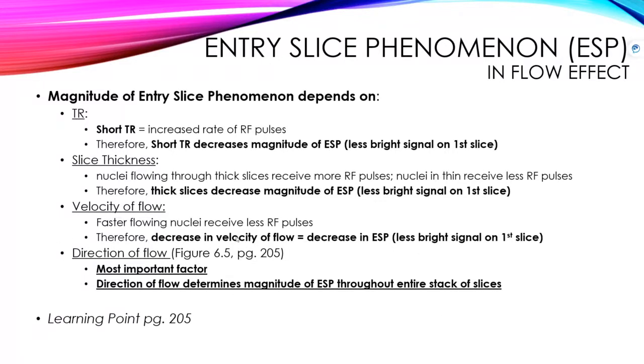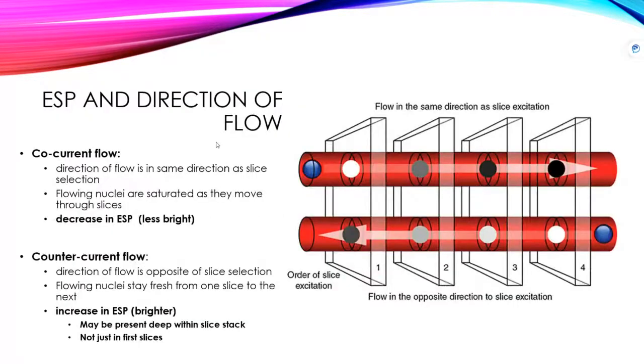And direction of flow is actually the most important factor, and that's that figure 6.5 that we were just looking at. It is going to determine the magnitude of ESP throughout the entire stack of slices. So when we're talking about an individual slice, we're focusing on these three factors, but the direction of flow is really the most important. The learning point on page 205, which goes into page 206, is also connected to the images on page 208 and 209. So turn to page 208 and 209 for me, so I can go over it in just a minute.